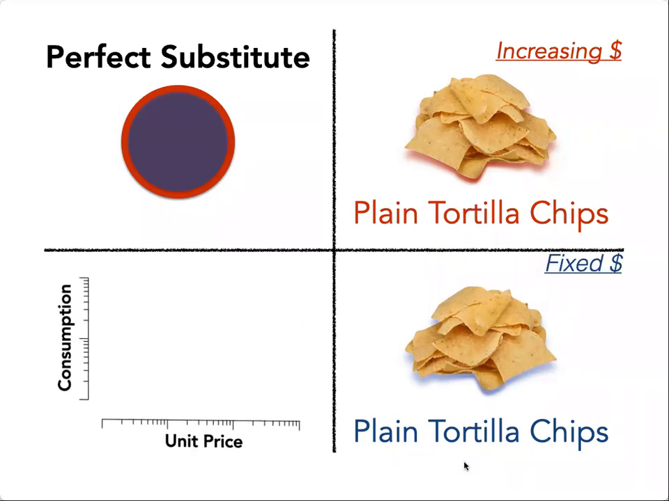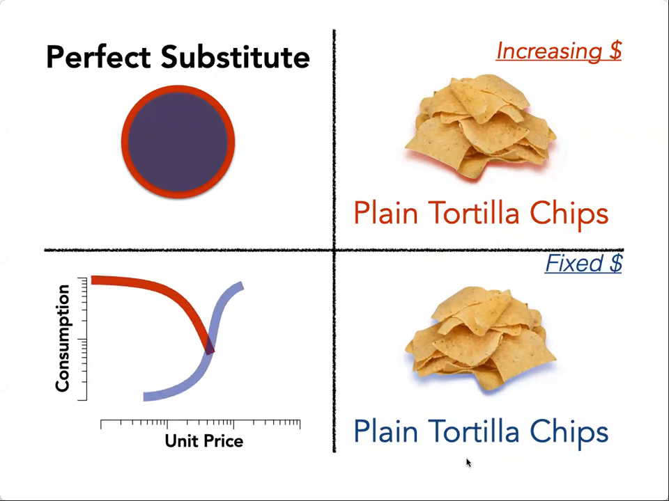And so what we should see here is that when there are perfect substitutes, you should see a very clean cross-price elasticity sort of plot. So the red plot is our plain tortilla chips that are increasing in price. And what you see is that as soon as there's any substantial change in the price, the plain tortilla chips at the fixed price will start to increase in consumption.